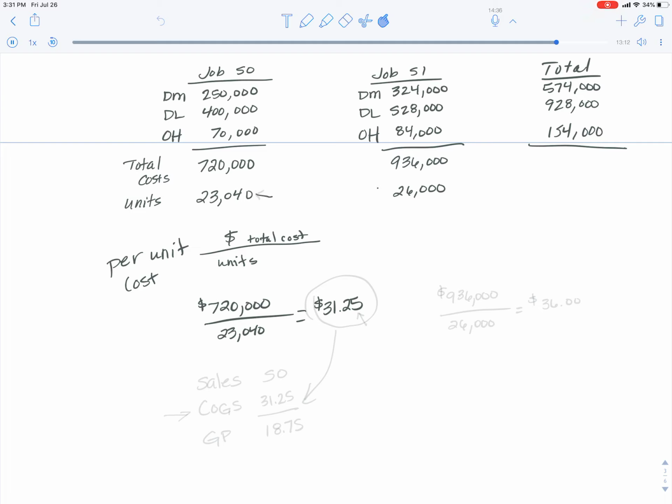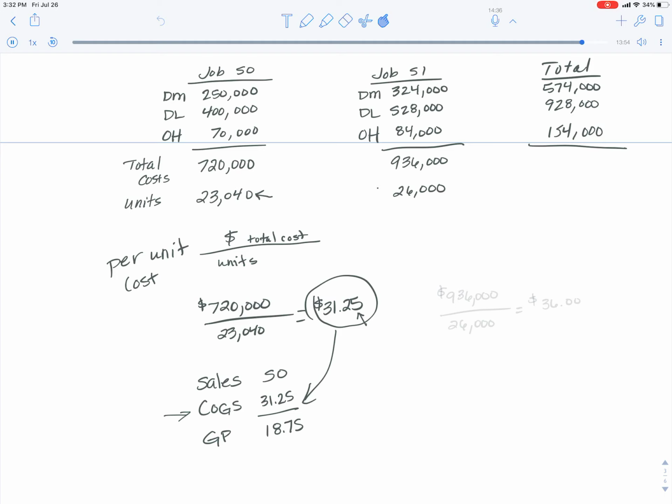So each of these units cost $31.25, so that we know later when we know how much we sold. Let's say we just sold one. We sold one of those units. So our sales are going to be 50, and then our cost of that good that we sold would be $31.25. So our gross profit, if we just sold one unit after making job 50, would be $18.75. So the whole goal of this would be, we're trying to figure out how much our costs are so that when they're sold, we can take them to the income statement.